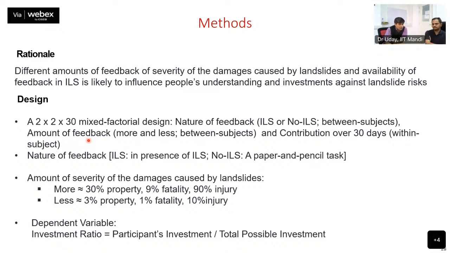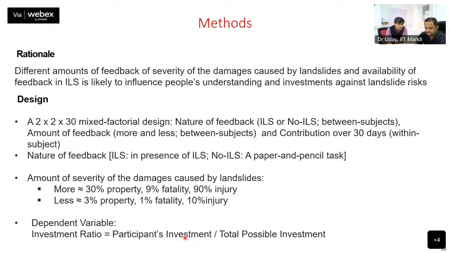Another aspect of it was that we varied the amount of feedback, which is actually when a landslide occurs, how damaging it is, and how much reduction there is in property wealth versus income. When injury occurs, the income of the person is affected. And there are, you can see, almost 10 time assumptions. For the more condition, it's almost 30% loss in property wealth and 90% loss in income, whereas the less conditions are less catastrophic in terms of damages. And what we're looking at is people's investment ratio. So typically, how much a person is investing upon the total amount of investment a person could have made.